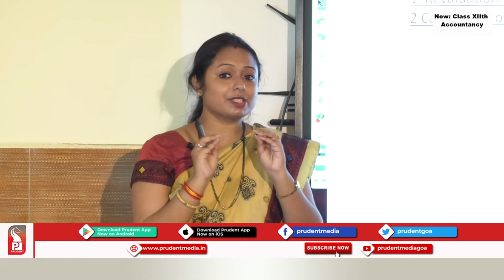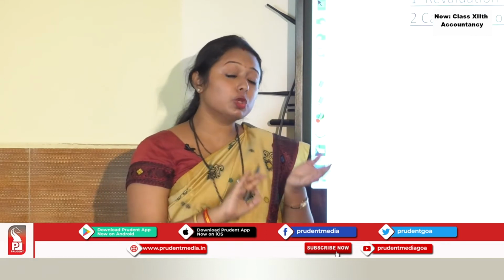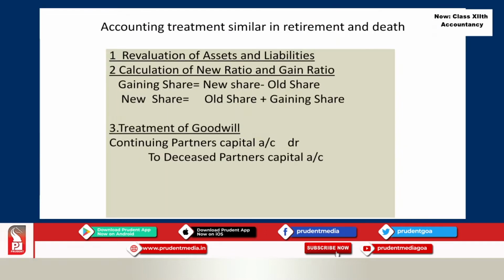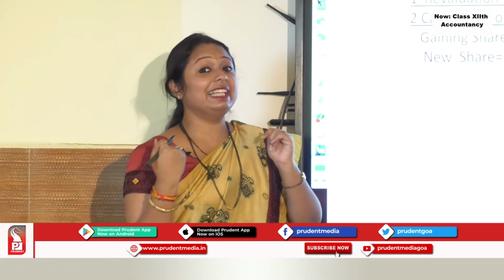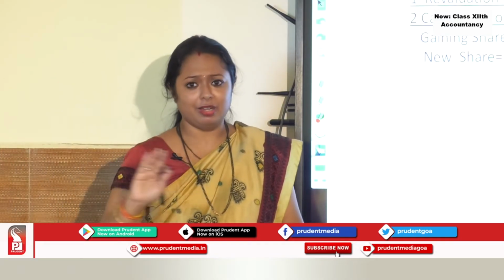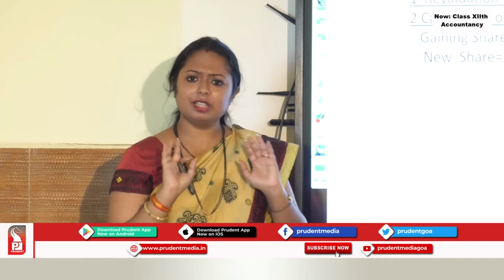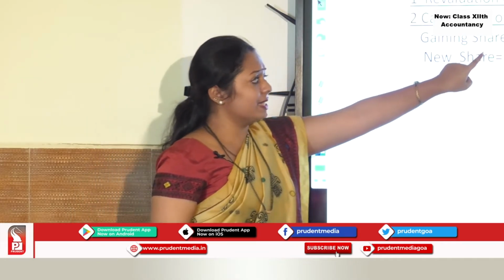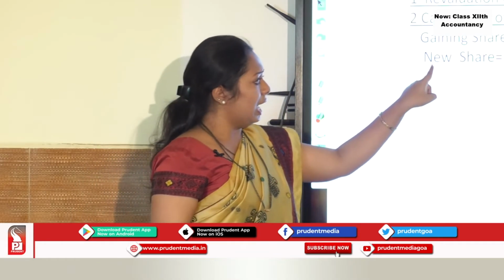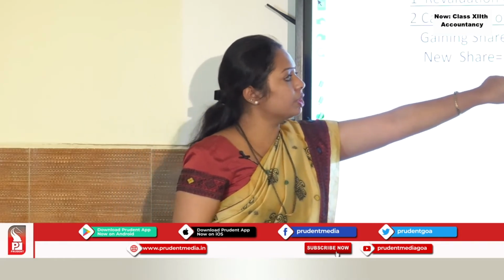Next one, calculation of new ratio and gain ratio. This also you have studied in retirement. It also remains the same in the debt. You have also studied what is gain ratio. Gain ratio is the ratio in which the remaining or continuing partners gain the share of the deceased partner. I need not repeat, it is exactly the same as you have studied in retirement. So gain share is new share minus old share, and new share is equal to old share plus gaining share.